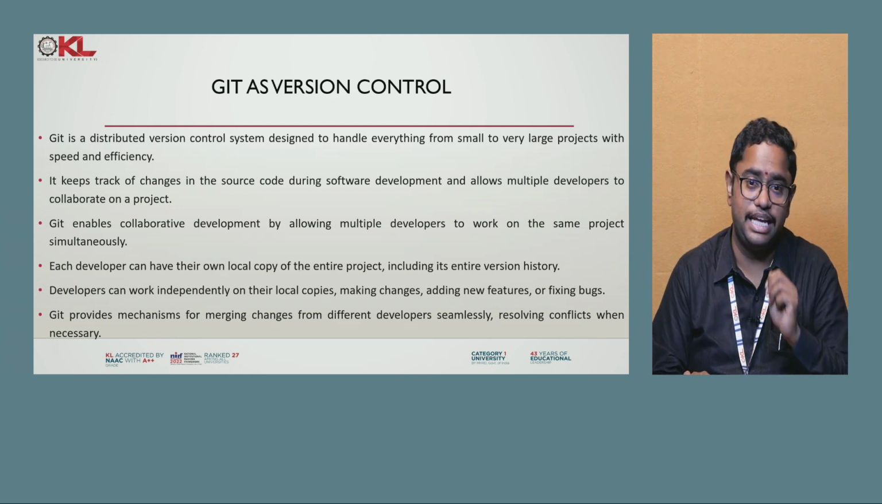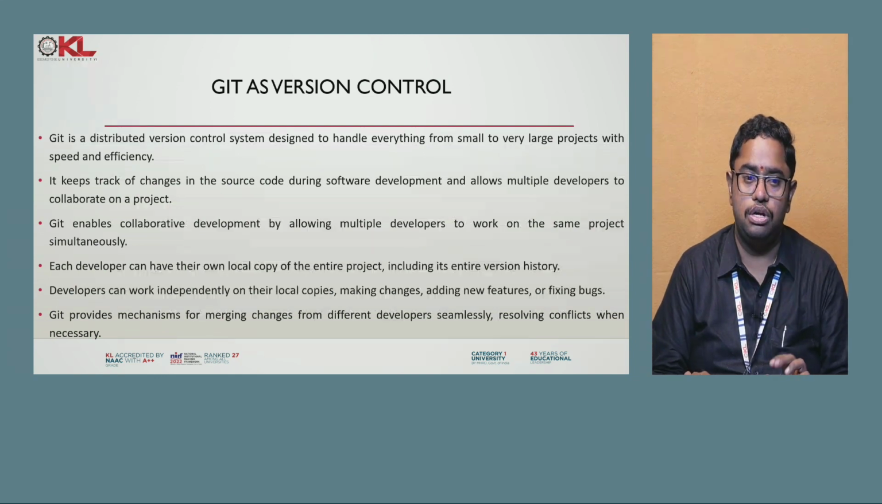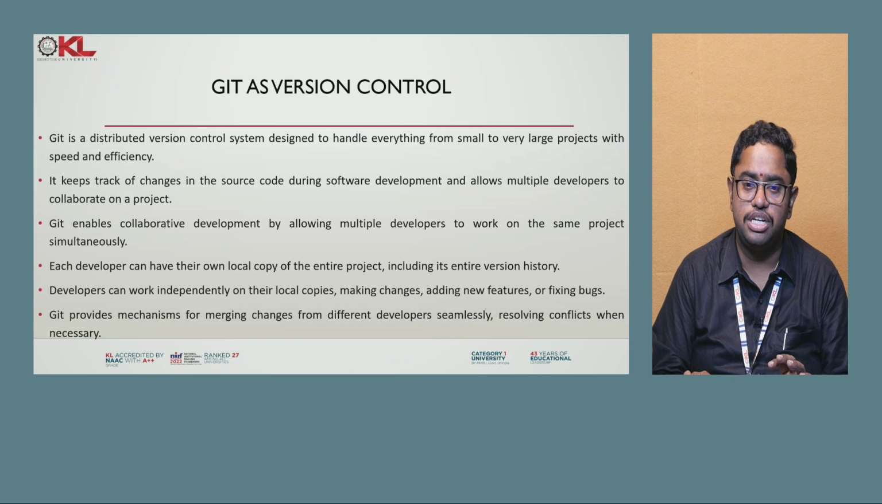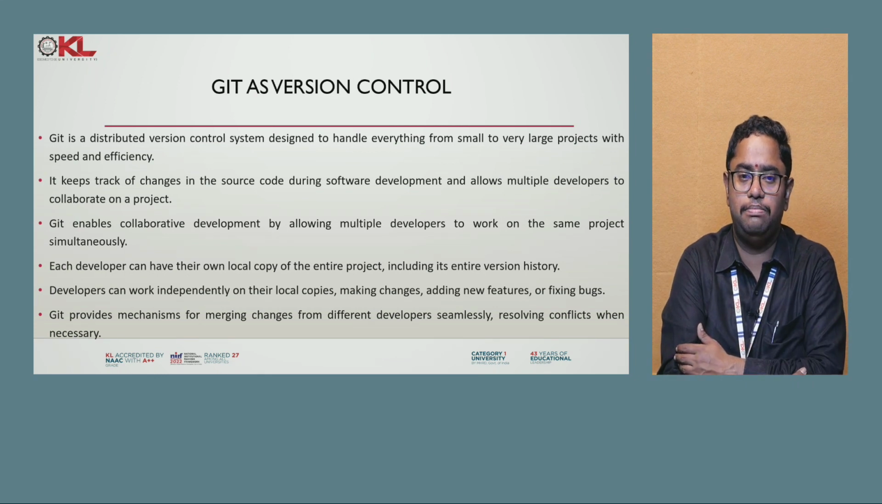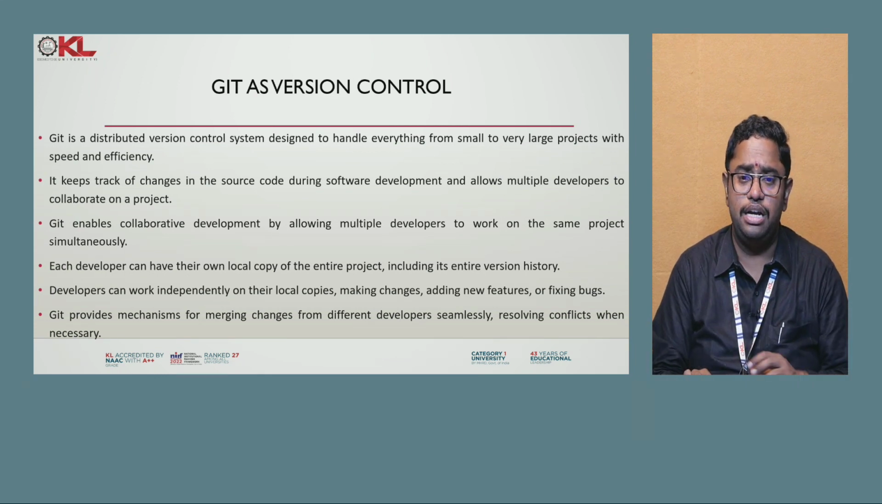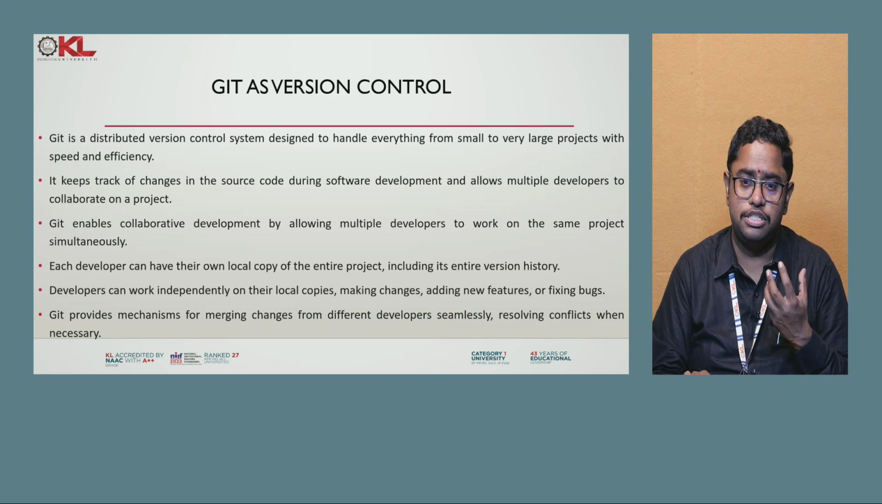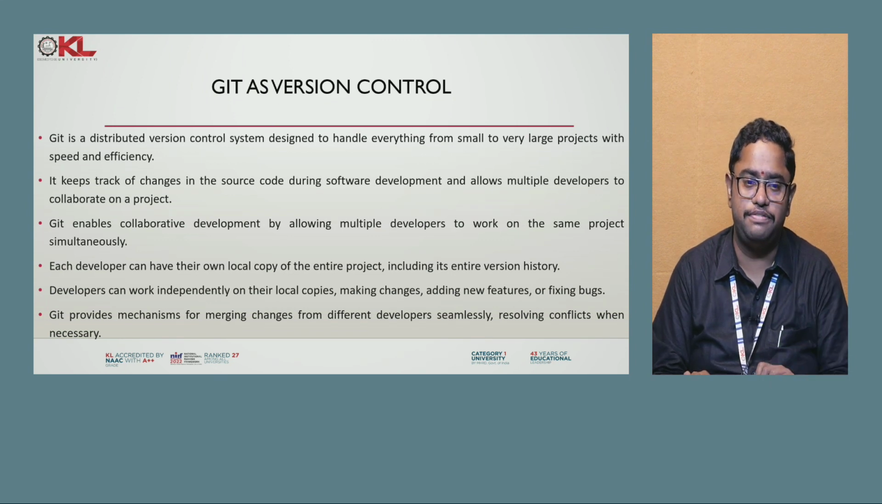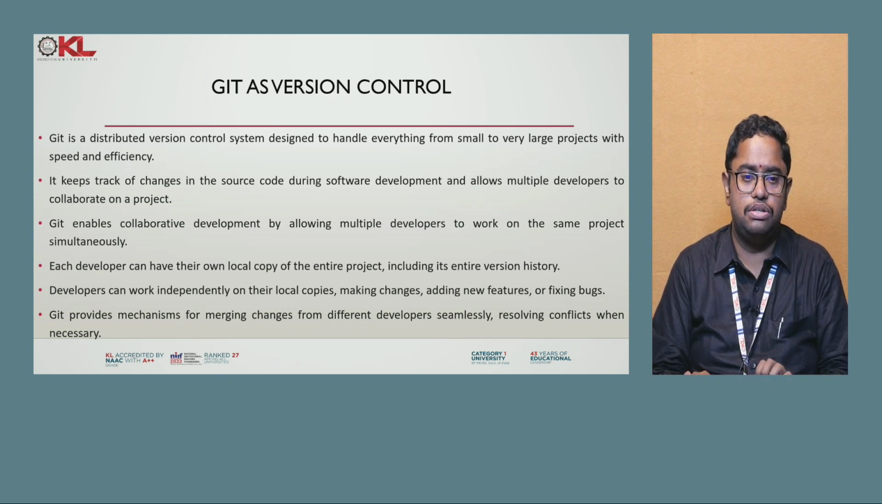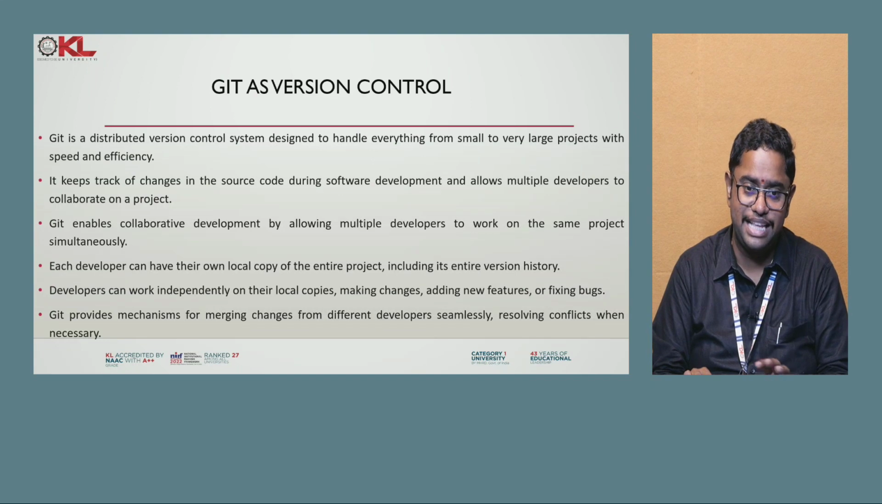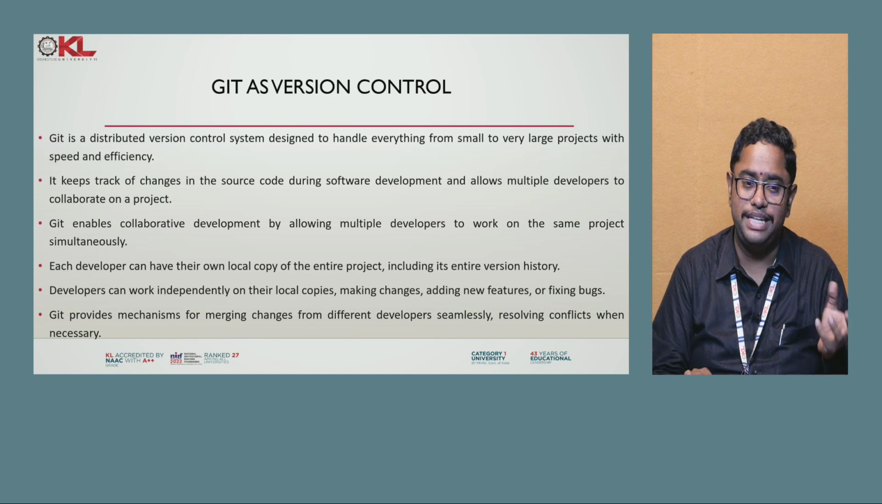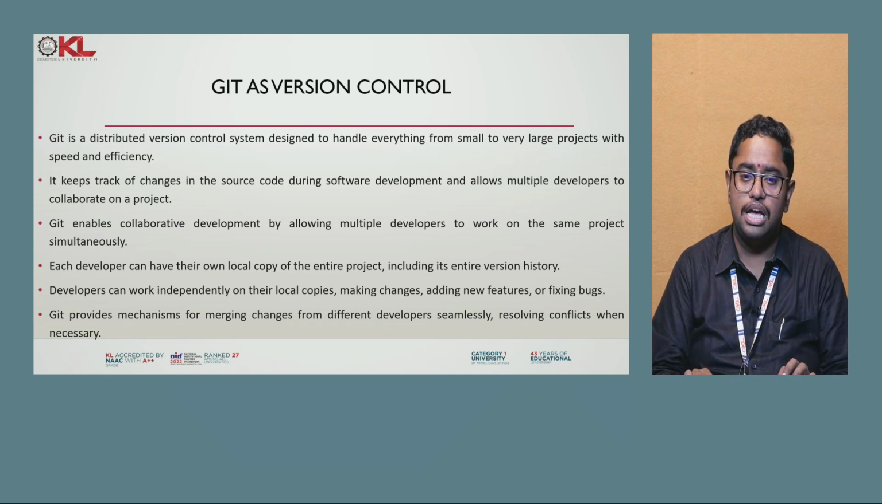Next we will see Git as a version control. Git is a distributed version control system which is able to cater to the need of storing projects irrespective of their sizes. Git allows multiple developers to work on the same project simultaneously. As I said, we are going to apply agile principles, and all such agile principles are supported by this version control.